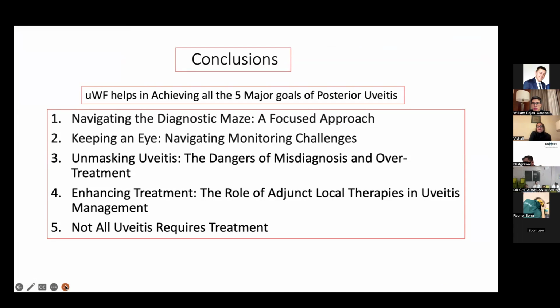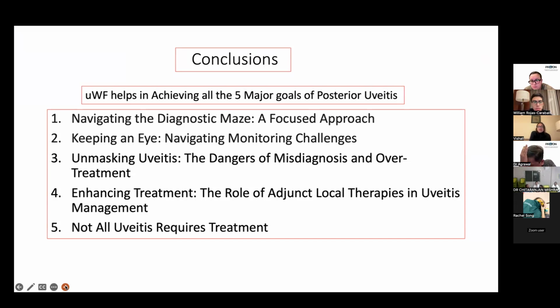So to conclude, ultra wide field helps in achieving all the five major goals of uveitis. The first one is navigating the diagnostic maze. It helps in minimizing the labs or at least giving a focused approach to do only the essential labs. Secondly, it helps in navigating monitoring challenges, paradoxical worsening, unlike lesions progressing, Jarisch-Herxheimer reaction. So it helps to know the periphery.